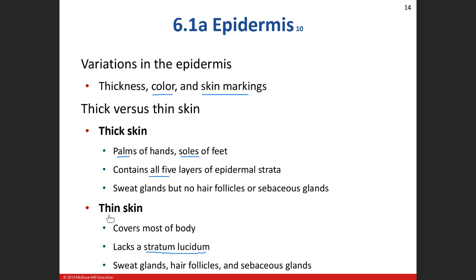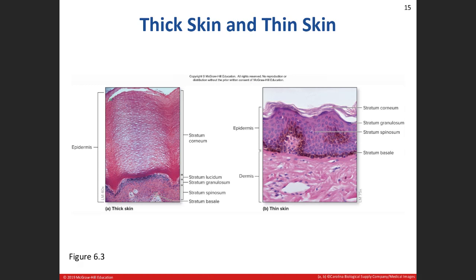Well, guess what? On thin skin, everywhere else in your body, all right, you'll have sweat glands. Okay? You get sweaty palms. All right? I do sometimes. Sweaty feet, unfortunately. All right? But you also have hair follicles, and therefore, if you have hair follicles, you have sebaceous glands. Okay? All right, questions about that? That one I think is the easiest of the variations when we're talking about the epidermis.